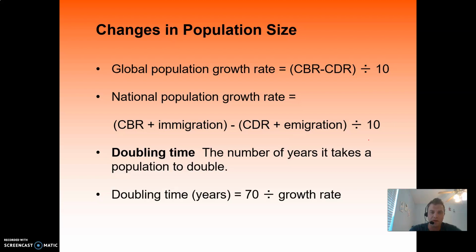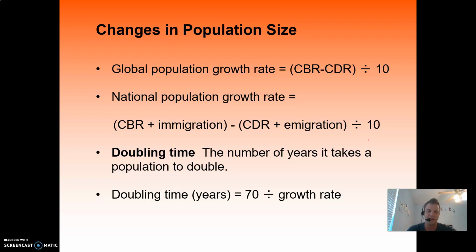The global population growth rate is going to be the crude birth rate minus the crude death rate divided by 10. The national population growth rate is the crude birth rate plus immigration together minus the crude death rate plus emigration together divided by 10. So that's going to be for a nation. Obviously, you don't have immigration and emigration for global, because we don't have any aliens coming in and out that we know of.